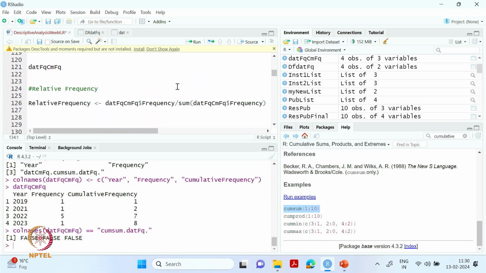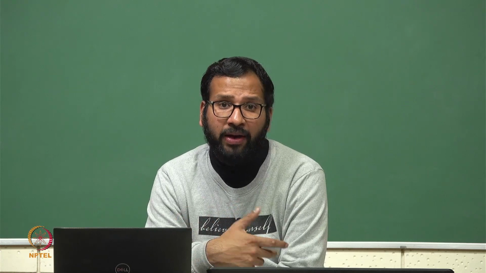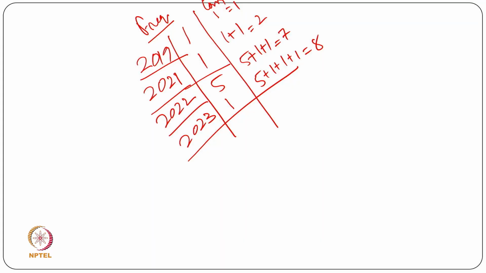So now we will move to our next analysis. We will calculate the relative frequency. So how do we calculate relative frequency manually? First we calculate the sum of frequency. So the sum is 8, and then we calculate the relative frequency of 2019, which is 1 divided by the sum, 8.